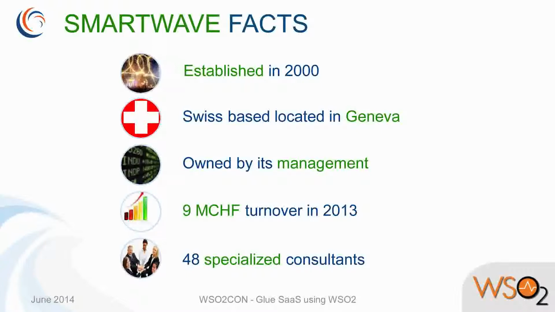As you can see, Smartwave is a Swiss-based company. We were created in 2000, and we are located in Geneva. We are mostly working on the French part of Switzerland, so the western part of Switzerland. We are about 50 people working over there, and the people are working on the following business lines of services.